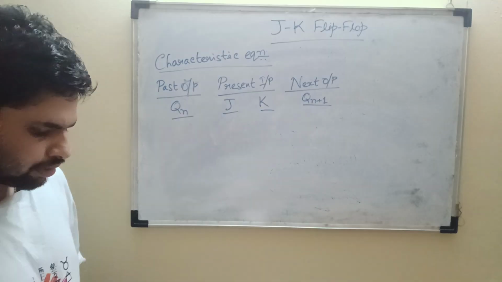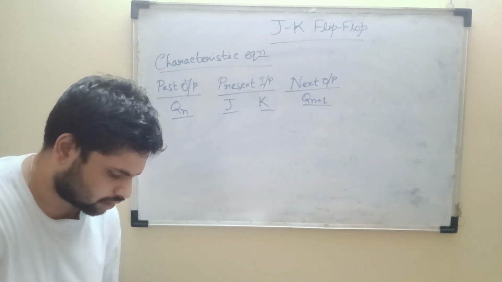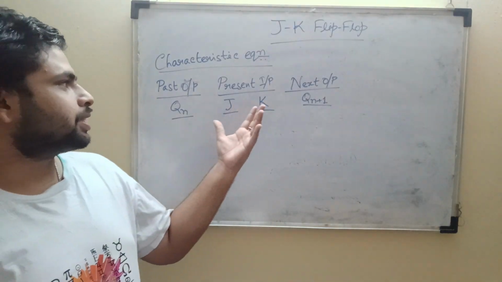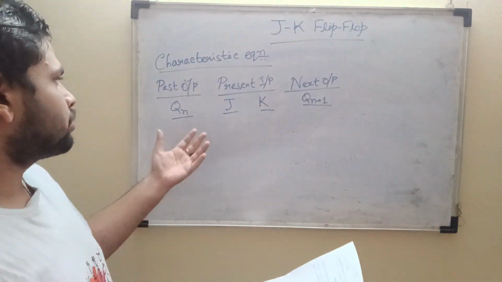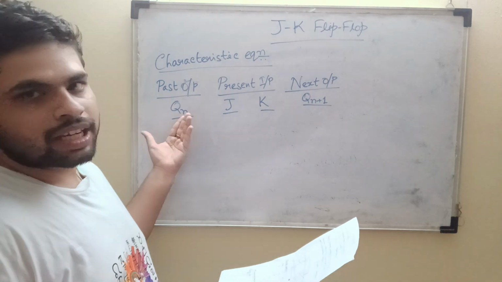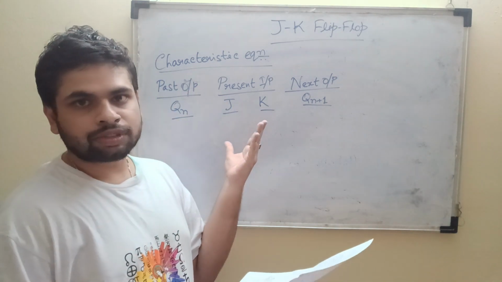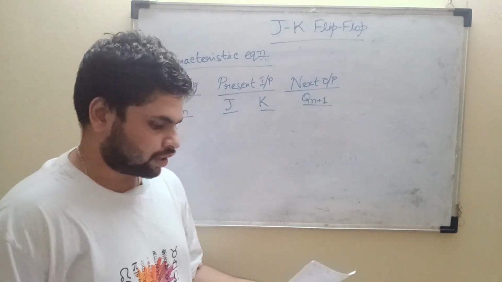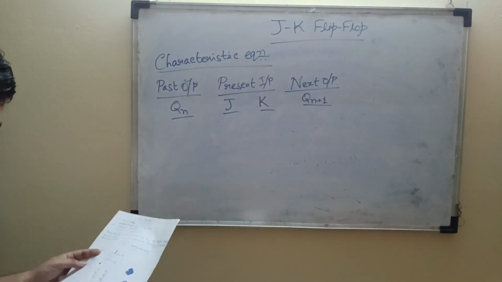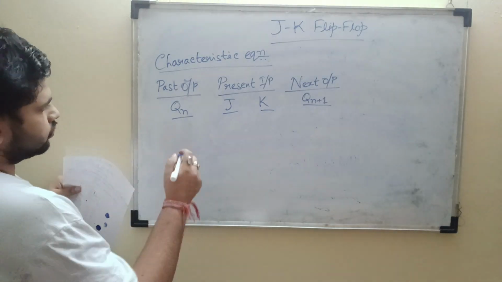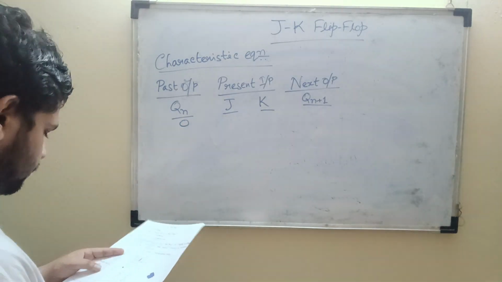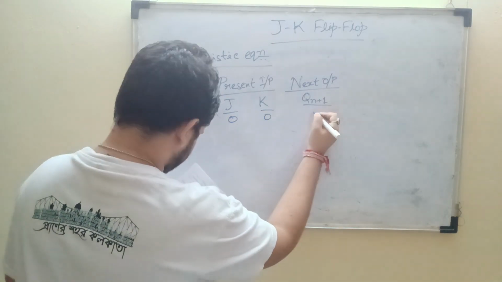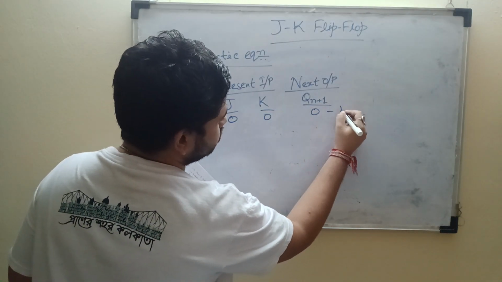So the characteristic equation is just like the tense in English grammar: past tense, present tense and the future tense. We have to rely on the past outputs, and then we will give a present input, then we will show what will come as a next output to us. So when Qn is 0, past output was 0, both the inputs are 0, then it will show 0, which is the past value.